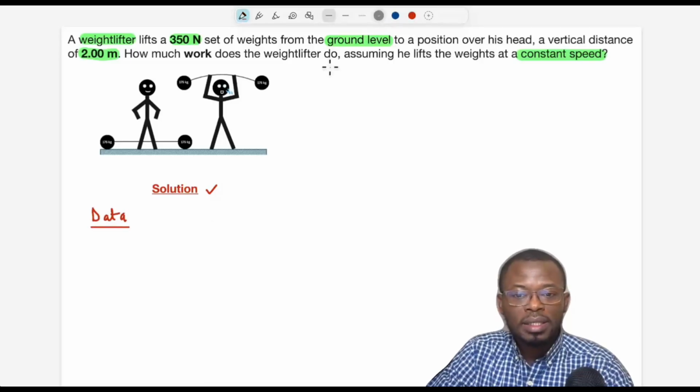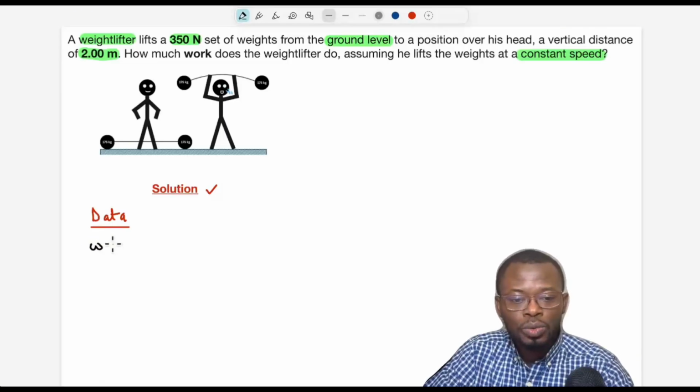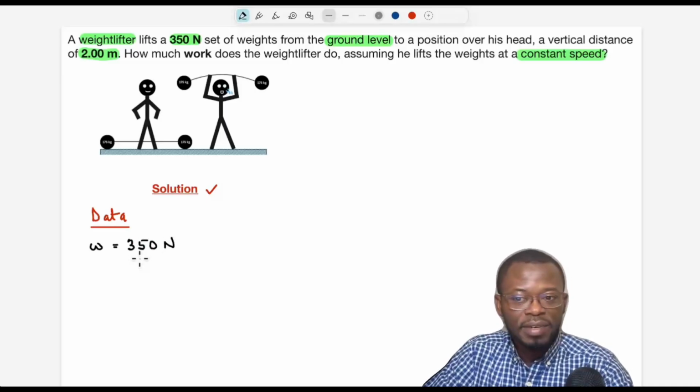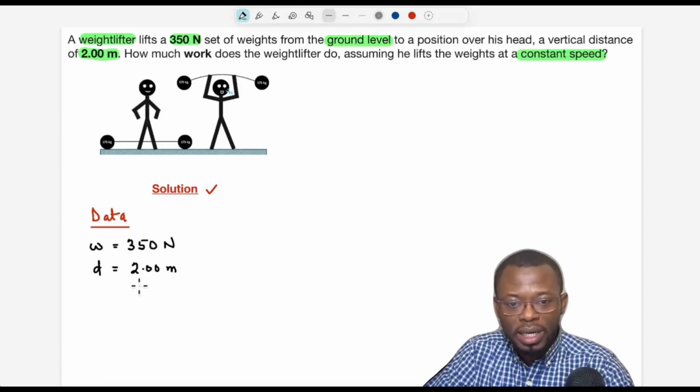First, we are told that the weightlifter lifts a 350 Newton set of weight. So the weight is W, which is 350 Newtons. From the ground level to a position over his head, a vertical distance. So we are given the distance, that is the vertical displacement. We are given the magnitude as distance, D, equal to 2.00 meters. How much work does the weightlifter do, assuming he lifts the weight at a constant speed?